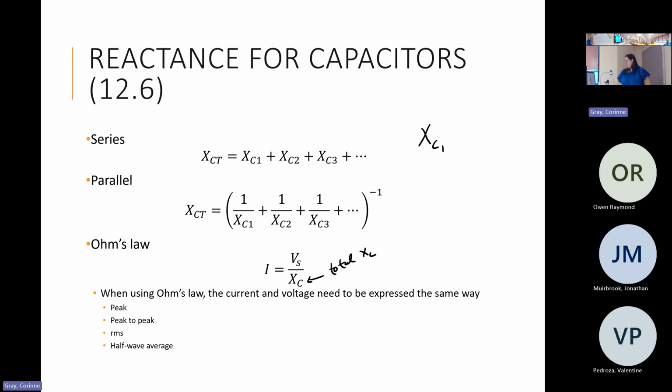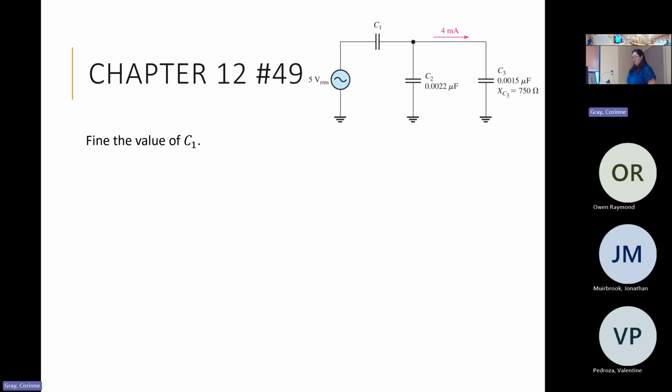So any questions before we look at our second example? We're going to do 49 here, and we're going to be calculating the value of C1. So I want you to look at this and think about what's going on with our capacitors. What might help us figure out what's happening?